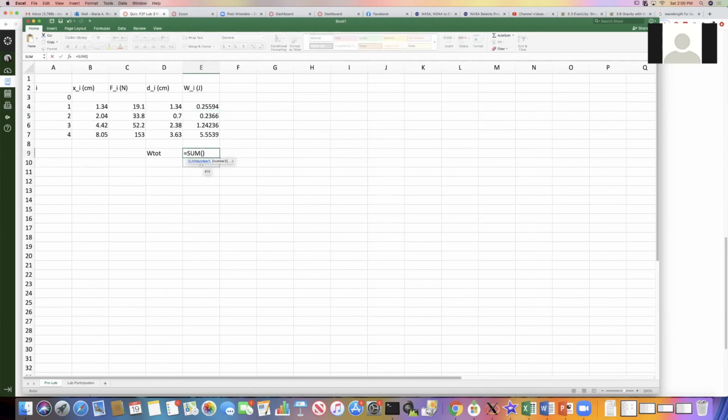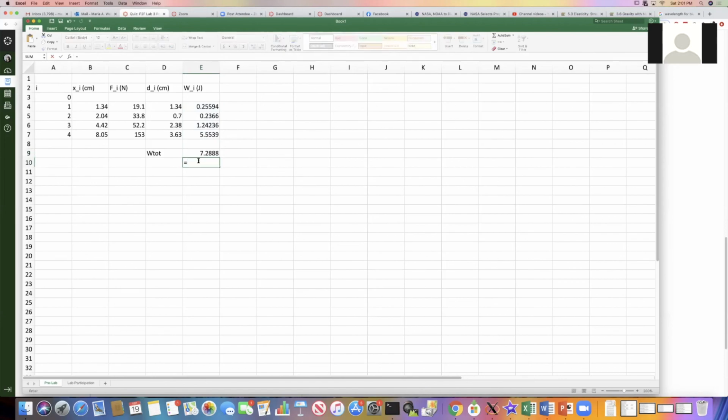Then my total work is going to be the sum of the work from each individual step. So I can say here, equals, the total work equals the sum of all of my work for the individual steps, okay? And I hit enter there. So we want the formula to say equals, and then you can use this Excel function SUM, and then my work here is in cells E4 to E7, so that's what this means here. I'm going to sum everything up from cell E4 to E7, and I'm going to put it right here where I stuck it.